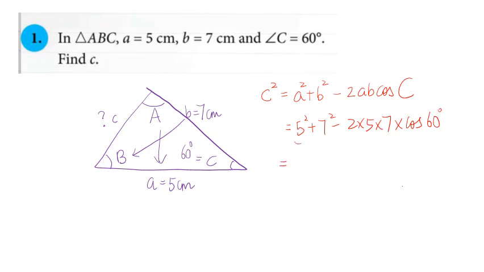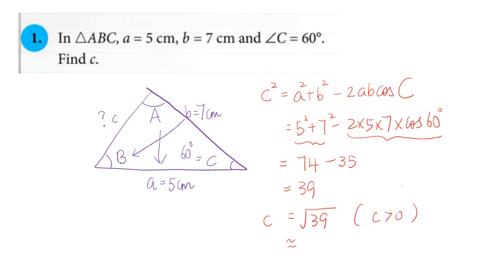And you can just use your calculator to work this out. 5 squared plus 7 squared, so that's 25 plus 49. That gives you 74. This one you can just work it out also: 2 times 5 times 7 times cosine 60. So 74 minus 35 will give you 39. So c will be the square root of 39. Because c is a positive value, we only take the positive value for c. So square root 39 will be 6.24 centimeters, expressed as three significant figures.